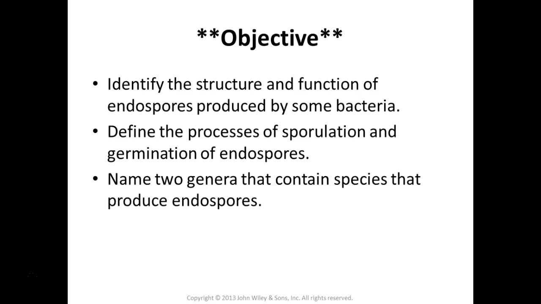So next we go to endospores. Again, they only cover it in one little section in your book, unfortunately. So we're going to go into a little bit more detail than your book on this. For this, we need to be able to identify the structure and the function of endospores. They're produced by some bacteria, not all bacteria produce them. In fact, there are two genera, one we've already talked about, that contain a lot of species that produce endospores. What disease did we learn about at the beginning of this course that produces endospores?